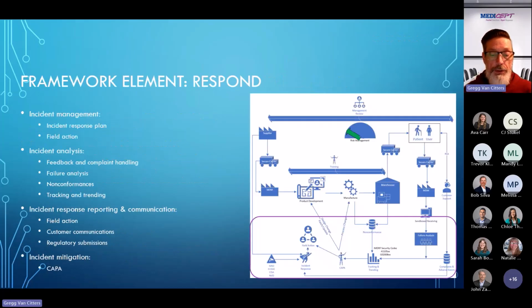The next framework element is respond. You can see a lot of touch points throughout the quality system for responding to a cybersecurity incident. This is the element you hope you never have to activate. You don't want to have a cybersecurity incident, but if you do, you have to be able to respond. So you need to have a process in place and you need to have a plan in place.